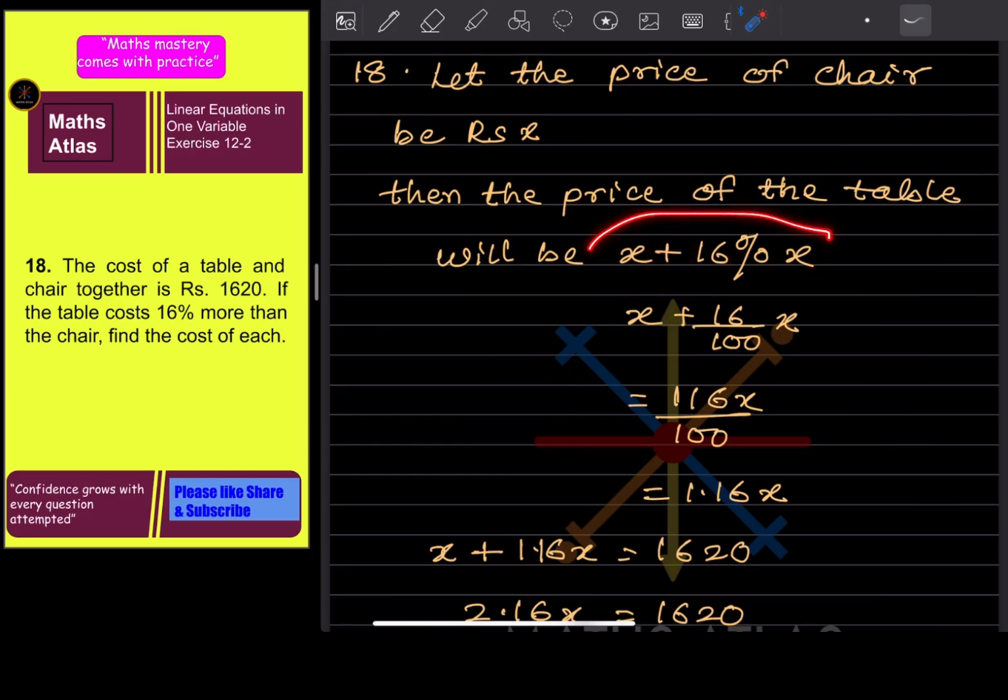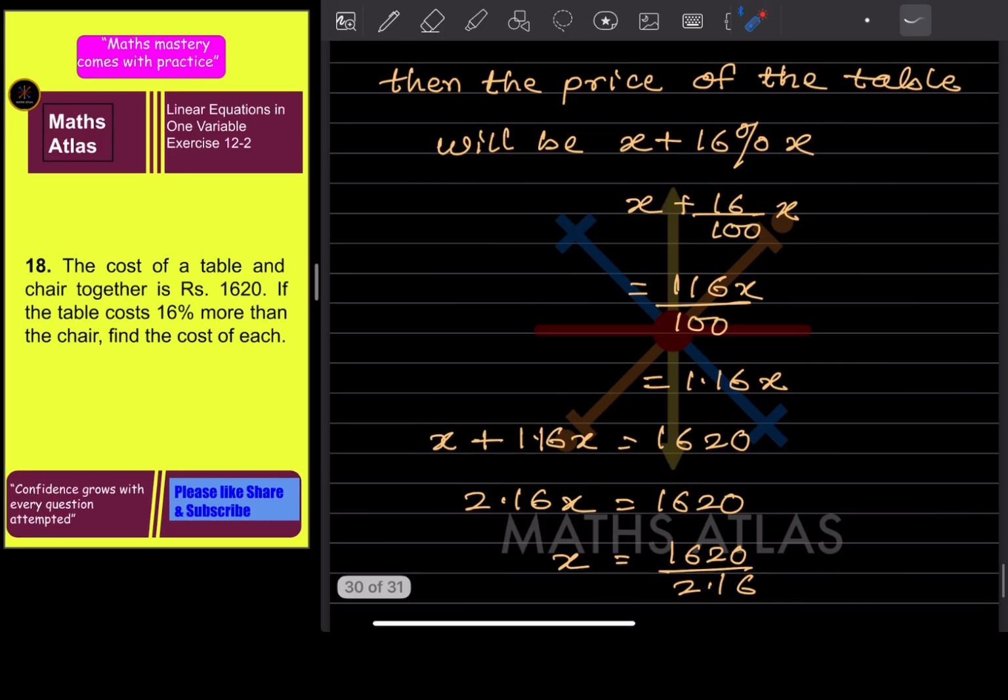This is the important step. So x plus 16%. Whenever there is a percentage sign, we divide by 100, so it is going to be 16 by 100 x. If we take the LCM, it is 100, so this will be 100x plus 16x, which is 116x by 100. There are two zeros, so you go backwards by two places, which gives 1.16x.